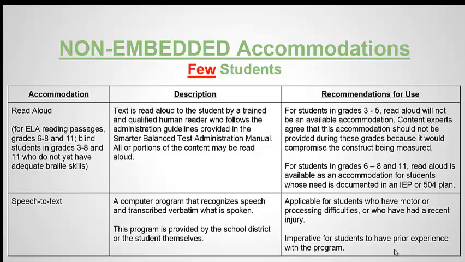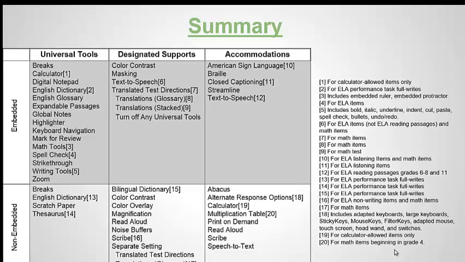Available for you on the NDSA site in the Hub are all of the universal tools, designated supports, and accommodations in the respective documents. You may find these documents a helpful reference when your building teams are determining necessary supports for students. In addition, this summary screen may be beneficial when determining which, if any, support will be declared for students at your school.